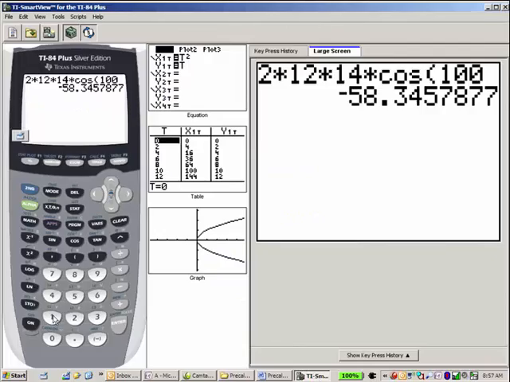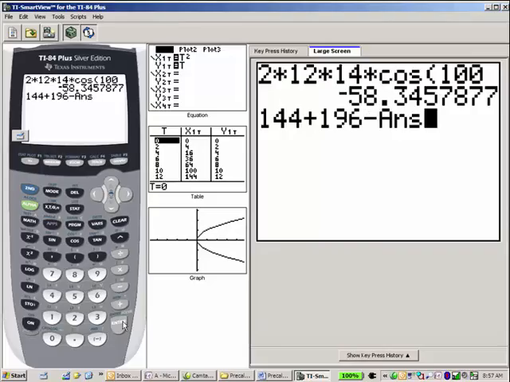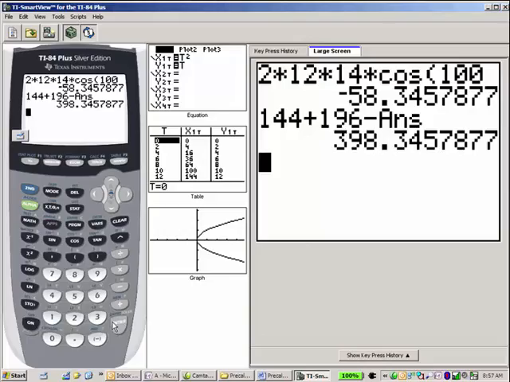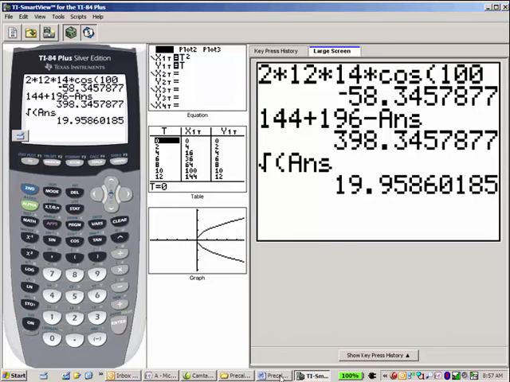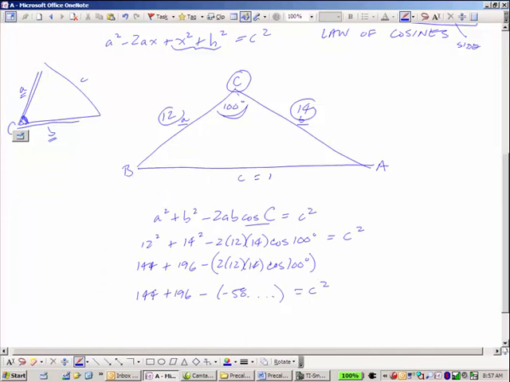So you need to add 144 plus 196, and now you subtract the negative answer, and you get around 398. And then what do you have to do with that? Take the square root of your answer. And you're at 19.95. Hey, C is equal to around 19.95. And you couldn't get that any other way. That's pretty cool, huh? Say yes. Yes. All right.